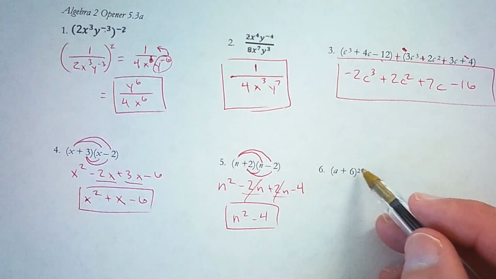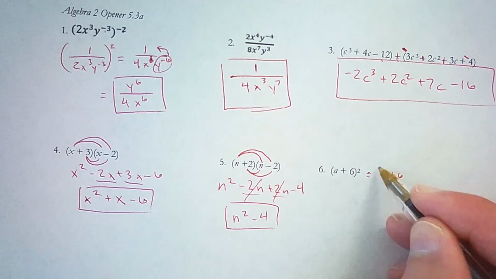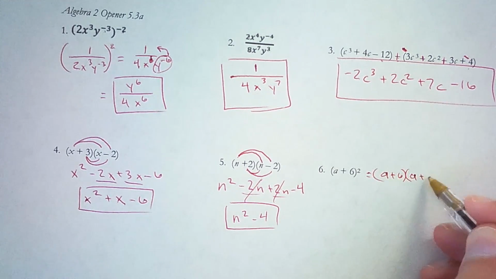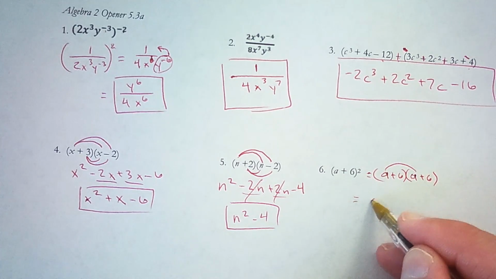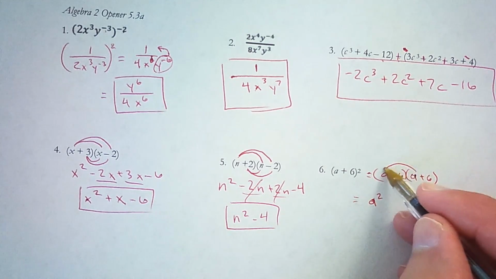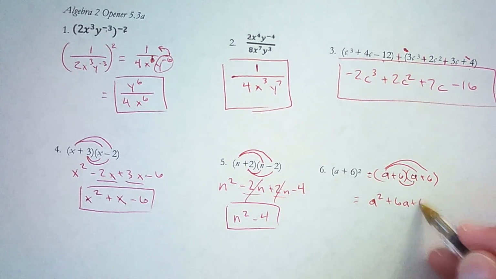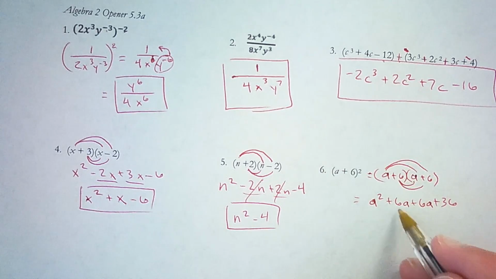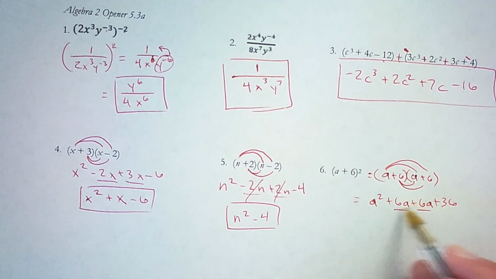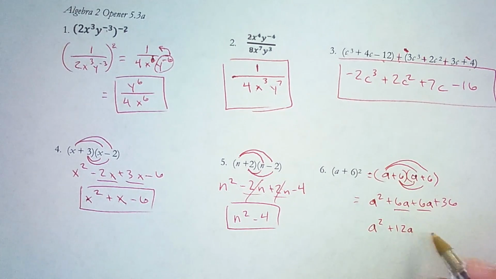Then we have a plus 6 quantity squared, which means a plus 6 times itself. And we'll distribute. A times a is a squared. a times 6 is 6a, 6 times a is 6a, and 6 times 6 is 36. And we have like terms here, 6a and 6a makes 12a. So we have a squared plus 12a plus 36.